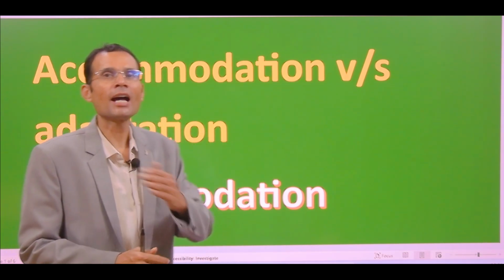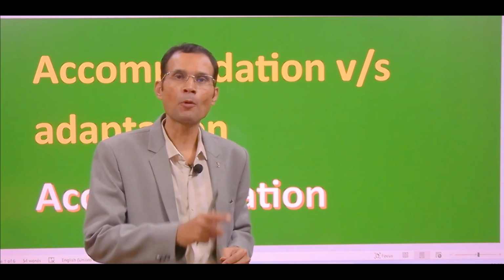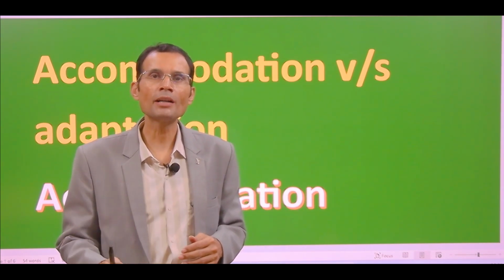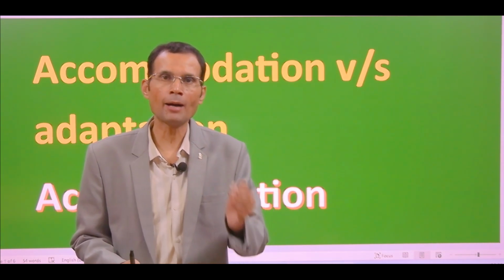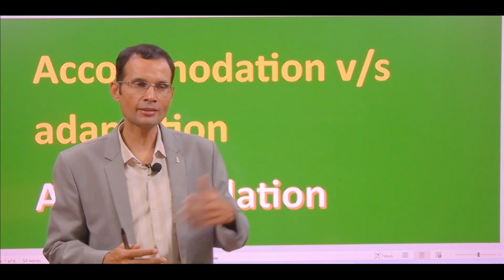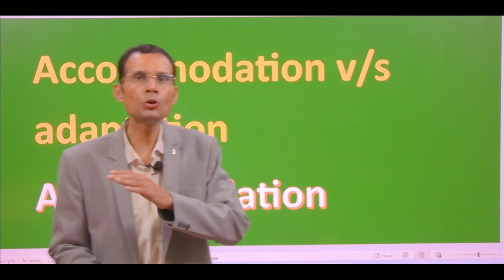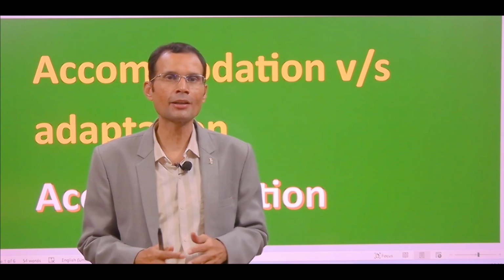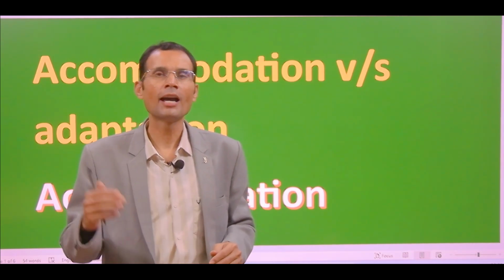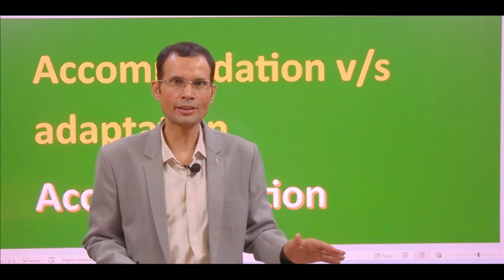What is receptor adaptation? In this, initially the receptor responds and action potentials are generated in the sensory neuron, but the receptor adapts to the stimulus and then it stops generating action potentials in the sensory neuron. So the difference is, in accommodation, not even a single action potential is generated. In receptor adaptation, initially action potentials are generated, and later on, even if the stimulus continues, no action potentials are generated.